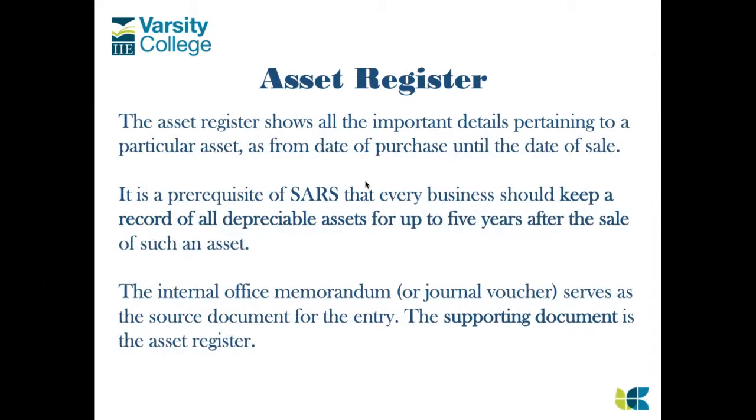Asset register. Here we're just talking about a document that basically confirms what are the assets in the business. When were they purchased? Each asset, when was it purchased? From whom was it purchased? What is the serial number for that asset? That's what the asset register is all about. And these are usually non-current assets there, and it's something required by SARS that every business has. And even when you've sold that asset, 5 years after you've sold that asset, they still want you to keep records of it until after the 5-year period has elapsed. The internal office memorandum or journal voucher serves as the source document for the entry. The supporting document is the asset register.